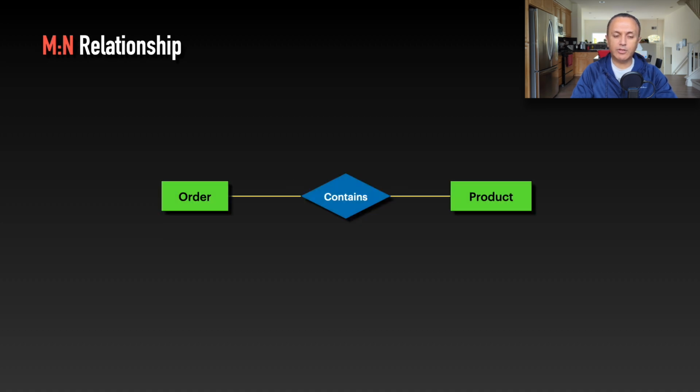Let's see another example. Order and product. Suppose we're talking about a shopping website, or e-commerce like Amazon or something like that. So you have orders and you have products. Starting from the order side, how many products are in one order? An order can have many products, right? Not just one. So the maximum here is n. Going from the other side, for each product, how many orders contain that product? A product can also be in multiple orders. So this is a many-to-many relationship.